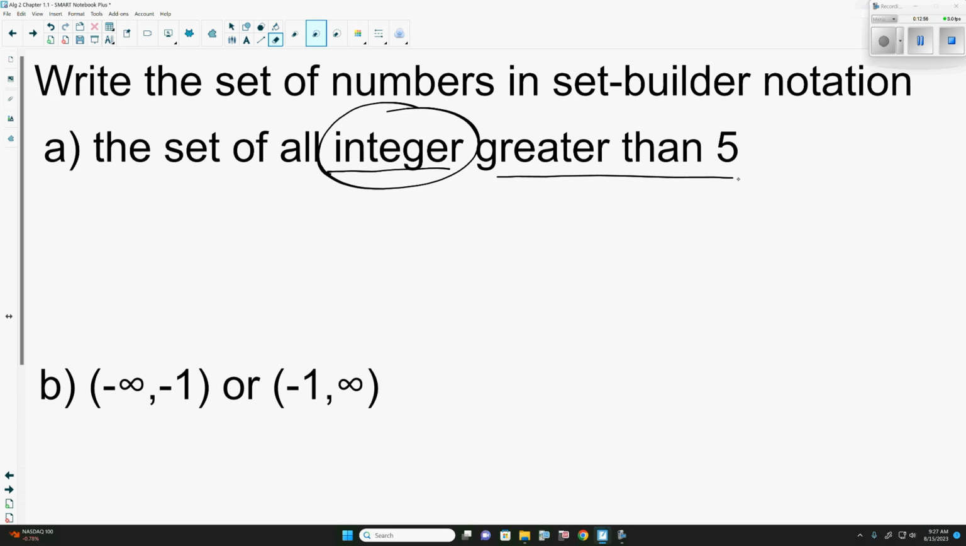So greater than 5, if I wrote this as an inequality, because with any of these statements, if we're talking about greater than or less than, it's got to be an inequality. It can't be an interval. So we can't use parentheses and brackets. So x is greater than 5. That would be it as an inequality, yes? Questions on this so far?